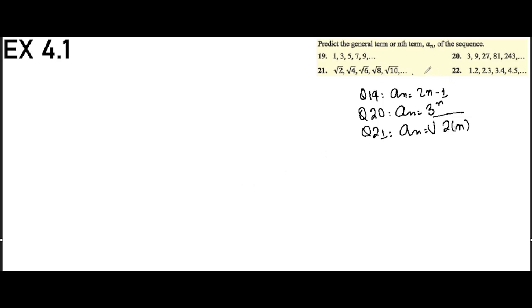Question number 22 is as simple. We can see it is 1.2, then 2.3. So the first number is n. When n is 1, it is 1, 2, 3, 4. So the first is going to be a_n equals n. And the second number, there is a dot in between, and then the second number is n plus 1. When n is 1, 1 plus 1 is 2. When n is 2, 2 plus 1 is 3. When n is 3, 3 plus 1 is 4. So it goes on with the sequence. It was simple. So question number 22: a_n equals n dot n plus 1. Thank you so much.